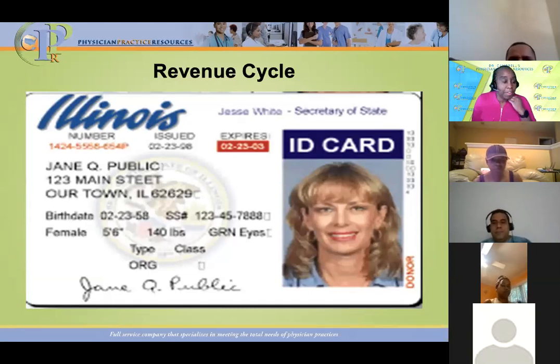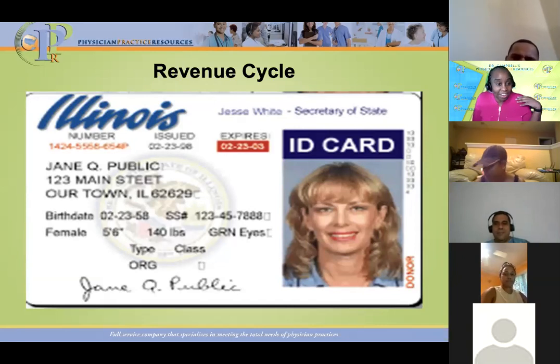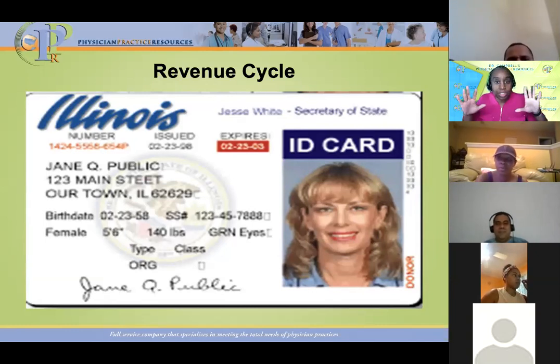Why do we need a copy of the patient's ID? To make sure it matches the information the insurance has? Yes, because back in the day, people would use each other's insurance card. So like, I don't have insurance, but my friend has insurance, so I'm just going to use my friend's insurance card to go to the doctor. But what's the problem with that? And I want you to think data collection.